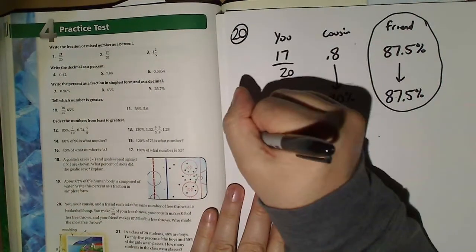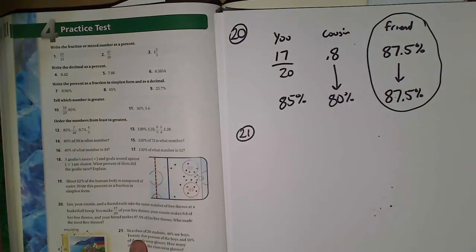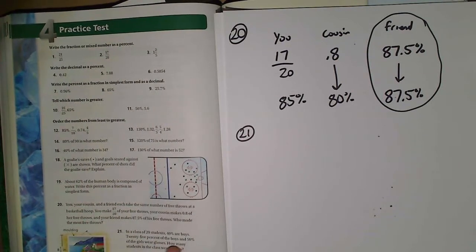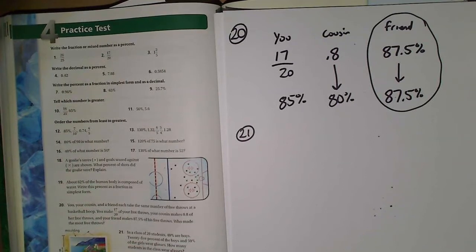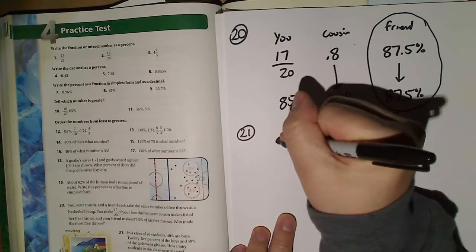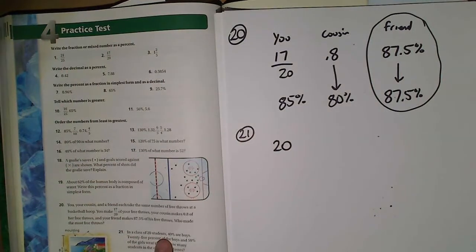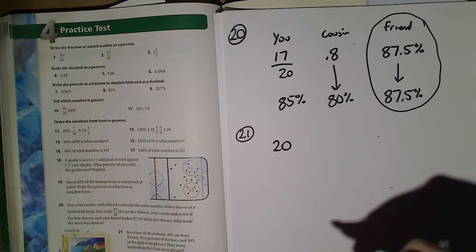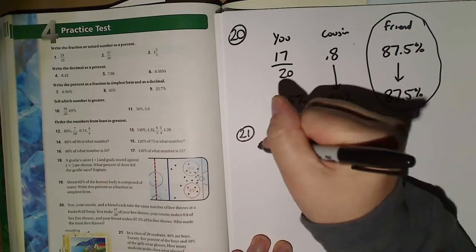For number 21, it says, in a class of 20 students, 40% are boys, 25% of the boys and 50% of the girls wear glasses. How many students in the class wear glasses? What? That sounds confusing, right? So we've got to just kind of break it down and make it simple. So there's 20 students, okay? In a class of 20 students, 40% are boys. So 40% of the 20, right?